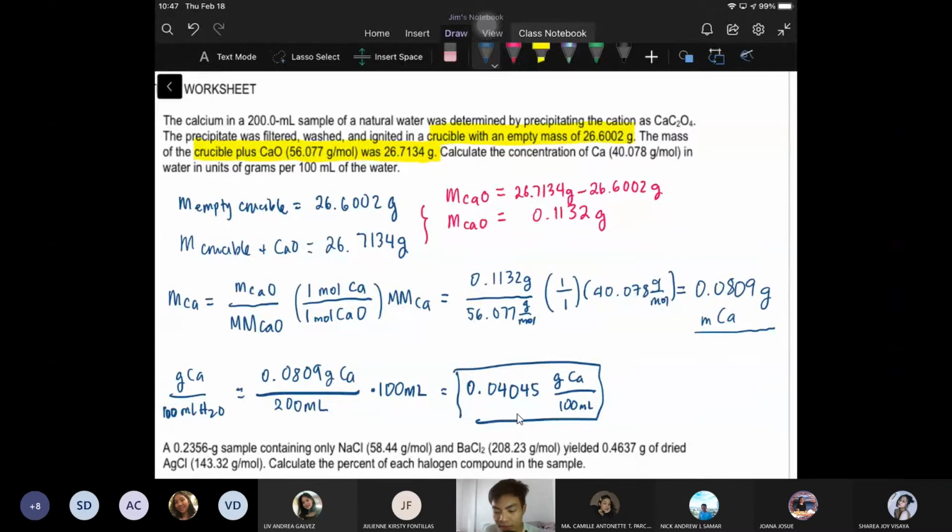So the final answer will be 0.04045 grams of calcium per 100 mL. If we want 4 decimal places, that will be rounded off to 0.0405, but for our case, let's leave it like that for now. When it comes to Canvas questions, the choices are already rounded off, so just choose the closest one. So that's it. It's just basic stoichiometry.